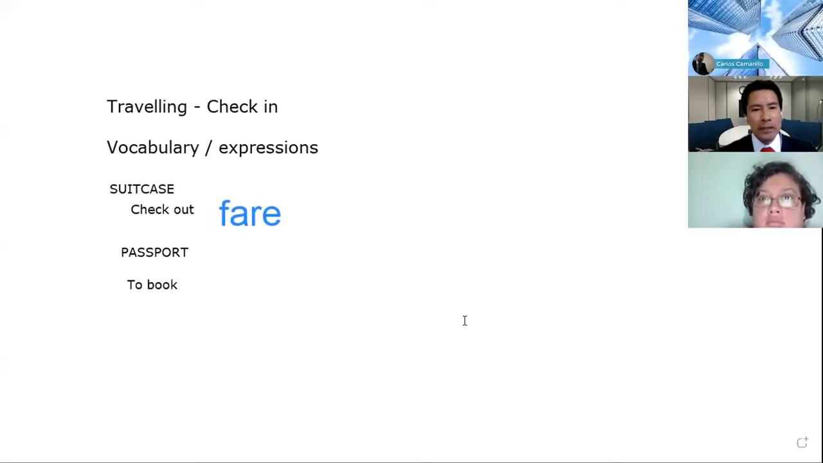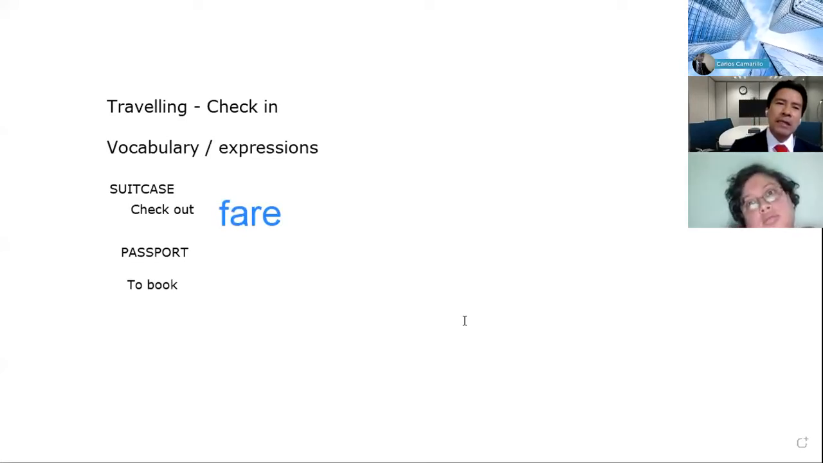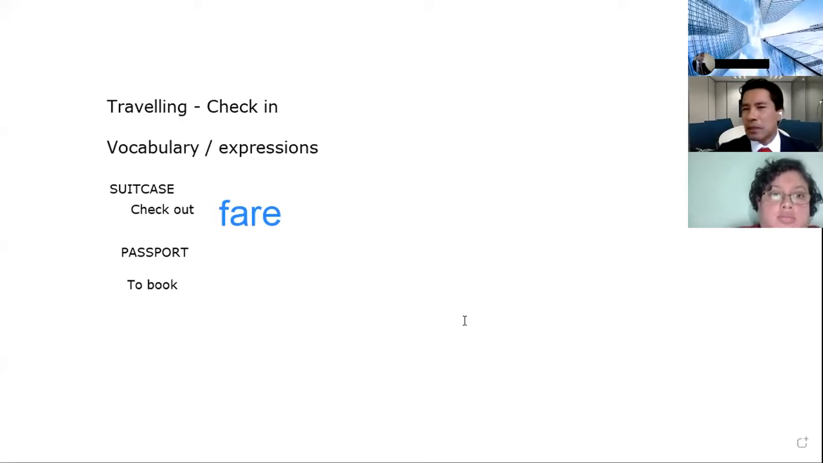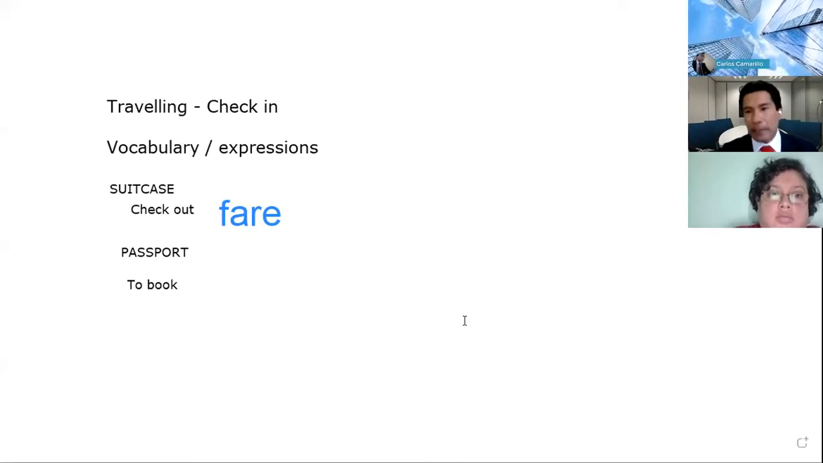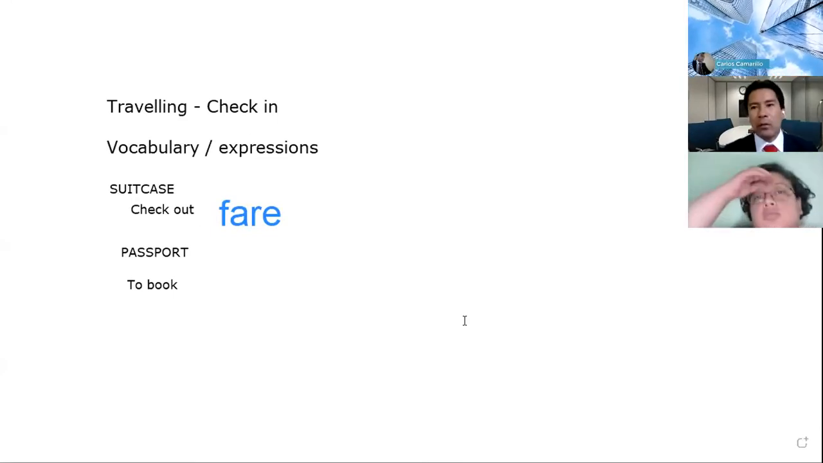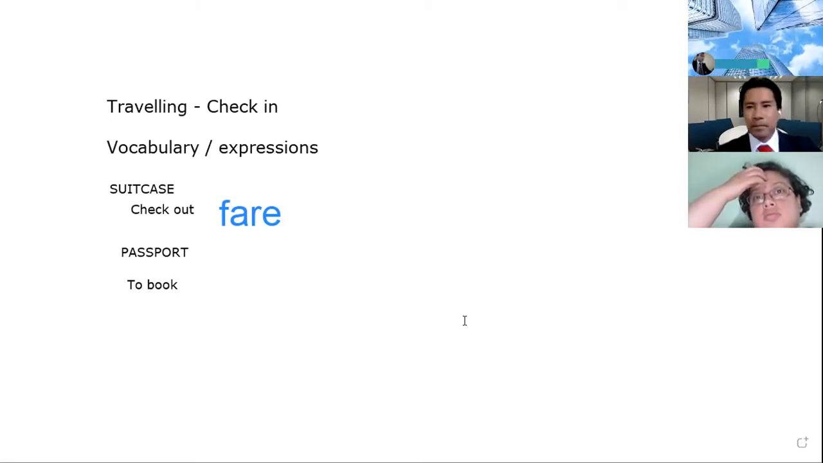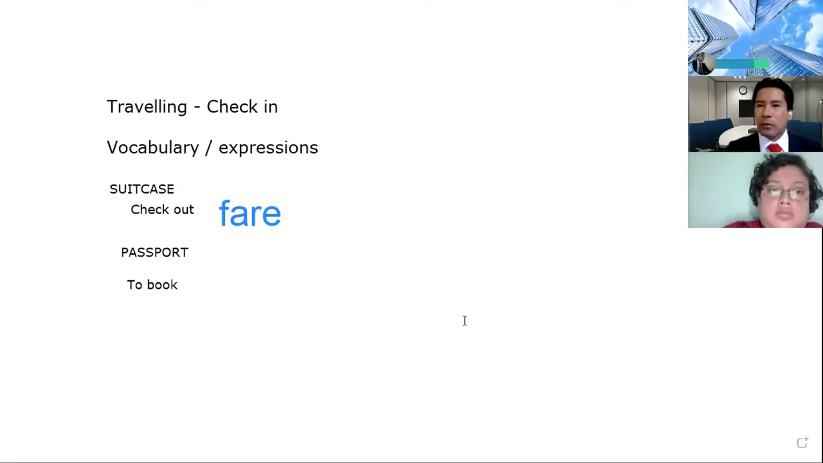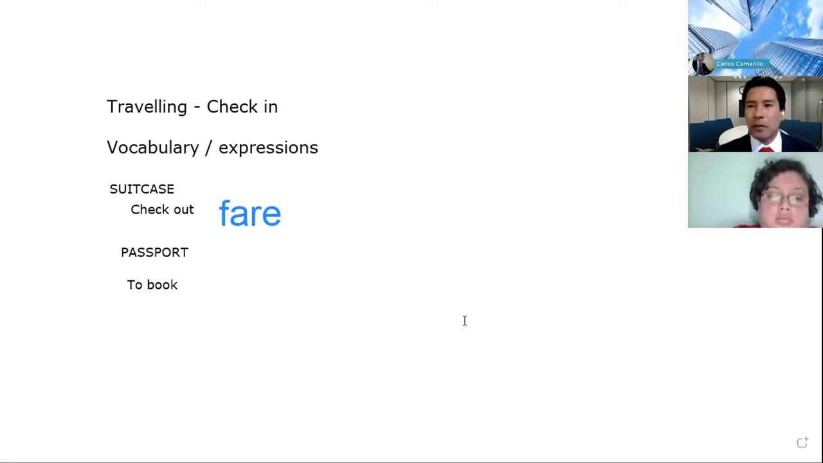To book, as a verb, to reserve. Well, in check-in, I don't think to book could be a possibility. What do you think, teachers? We remember that we are in check-in. Check-in is when you are taking your luggage. That is another vocabulary, luggage. When you are taking your luggage to the front desk, and then they are taking that to the plane.